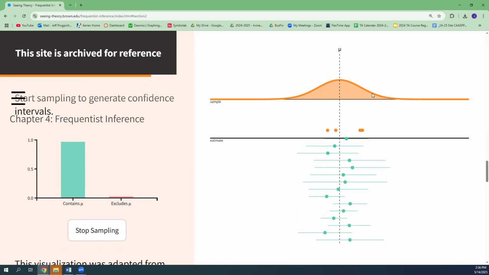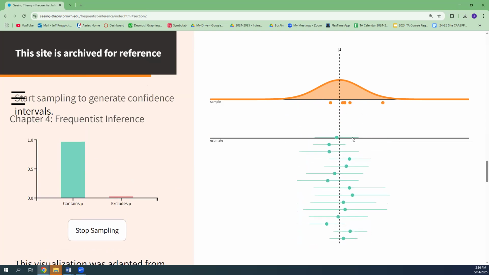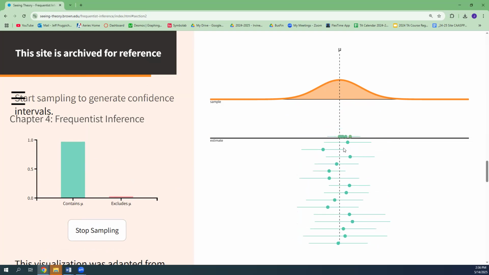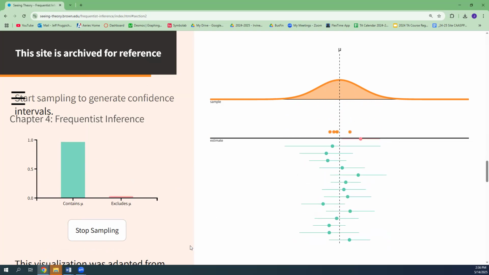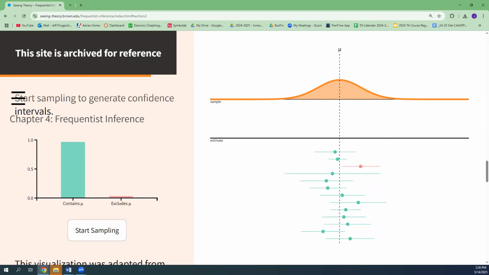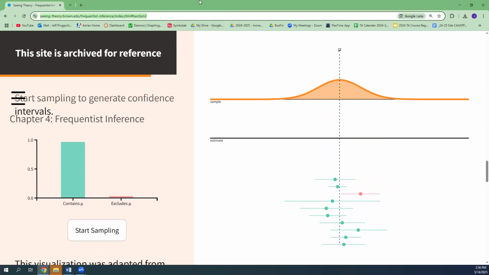Hopefully you understand the concept. Again, you don't know the true value. You're just looking at 5 data points at a time. So most answers do contain the true mean. Okay, let me switch back.